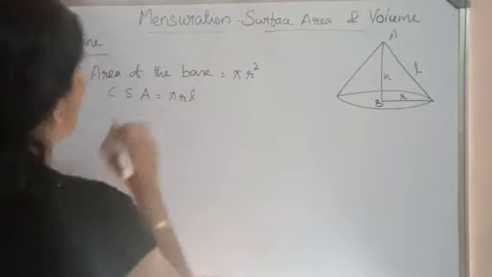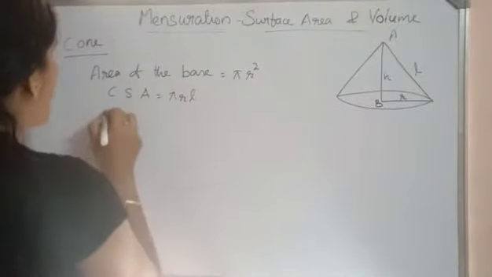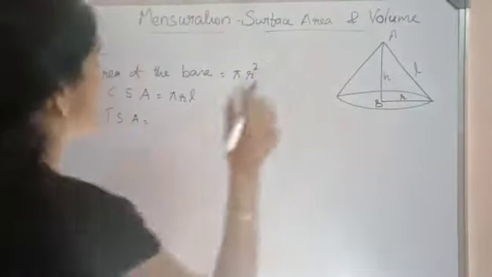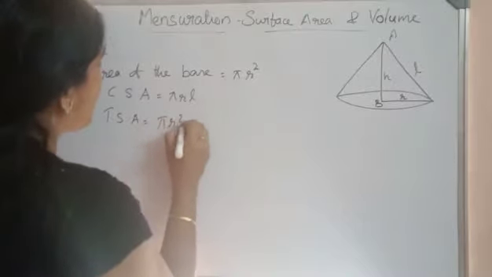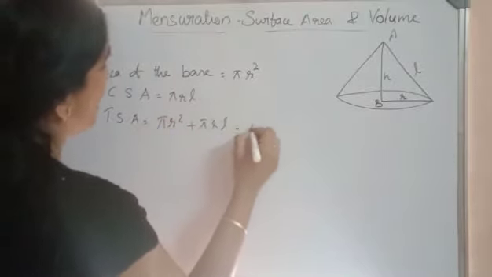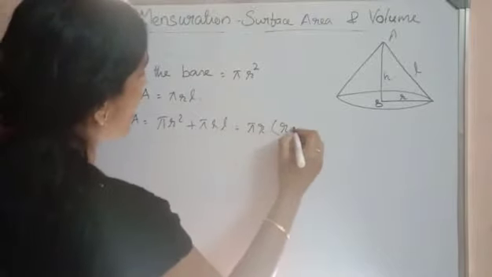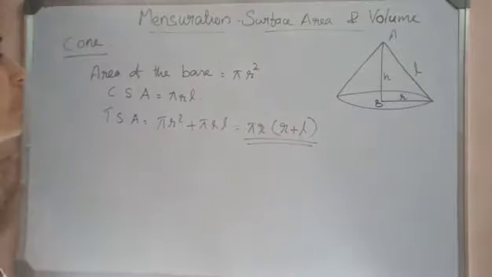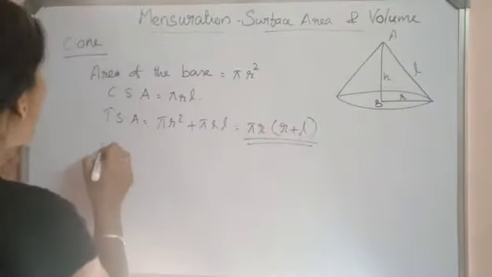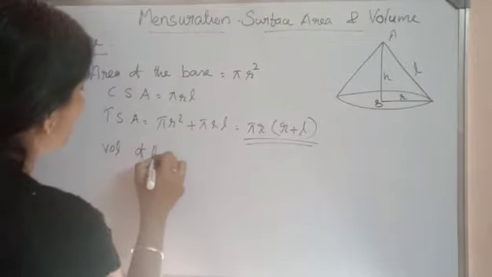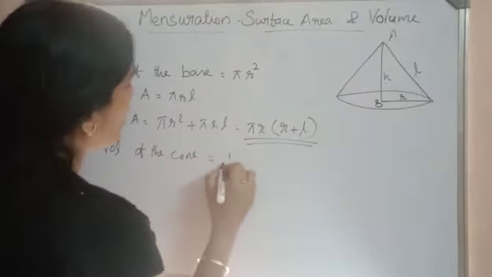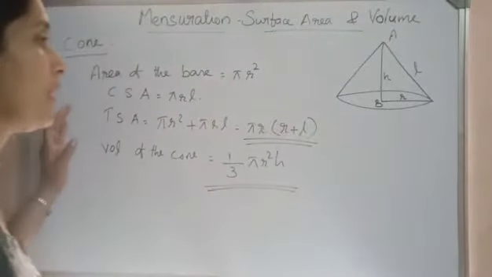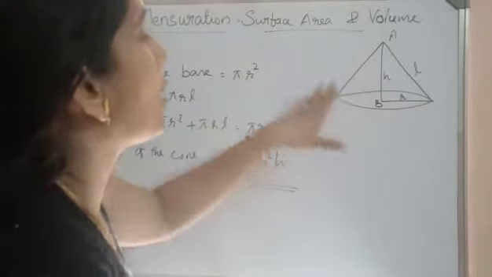pi r L. And the next is the total surface area. The total surface area is the area of the base plus the curved surface area. That is pi r square plus pi r L. When we take pi r common here, we get this as pi r into r plus L. That is a formula to find the total surface area. The next is the volume of this cone. Volume of the cone is 1 by 3 pi r square h. So these are the formulas we need to remember when we solve sums related to a cone.